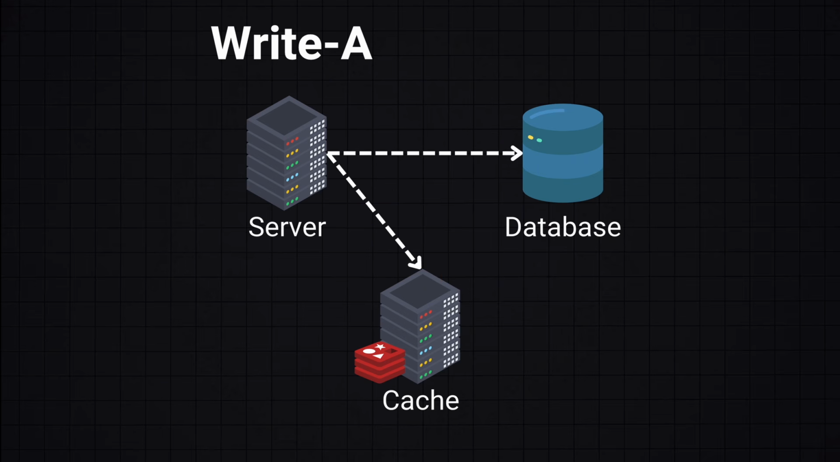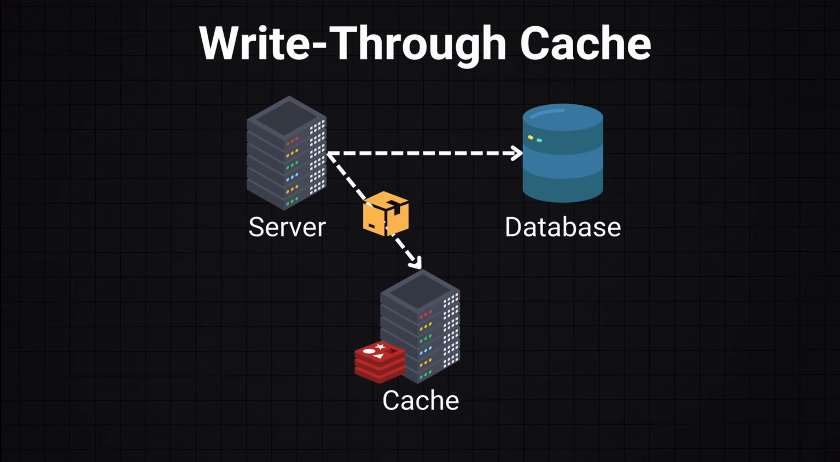This is the case of write-around cache, where data is written directly to permanent storage, bypassing the cache. It is used when write performance is less critical. We also have write-through cache, where data is simultaneously written to cache and the permanent storage. It ensures data consistency, but can be slower than write-around cache.